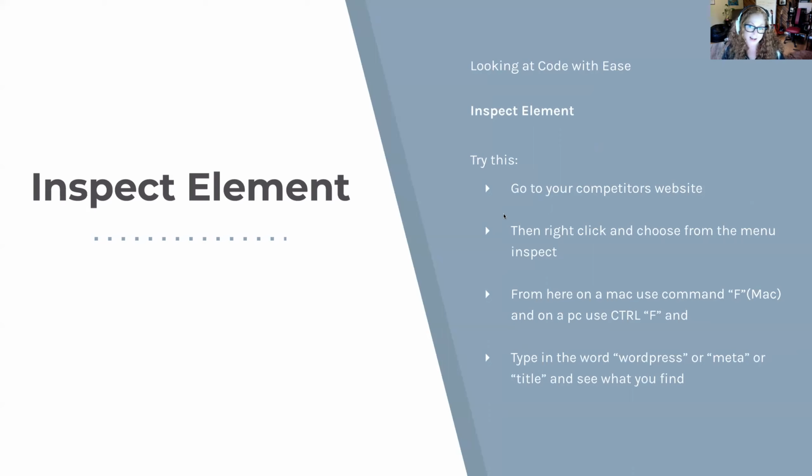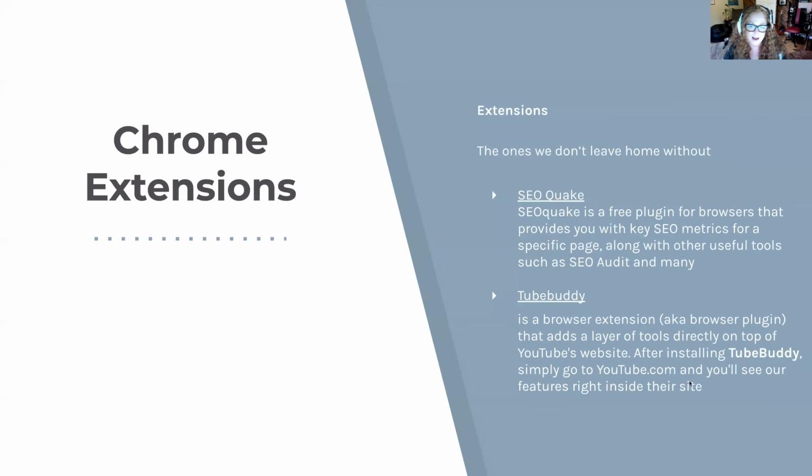So we're going to look at it. It's the inspect element, and I'll show you how to do that. And these things are quite fun. Then you use Control or Command F. We can look for the word WordPress or meta or title, and it's an easy way to get a really good snapshot if you're not using something like Mangools or something like that.